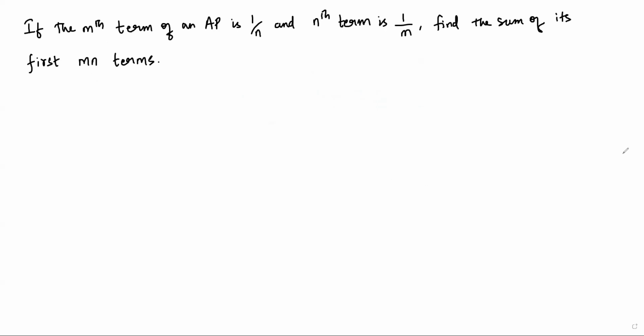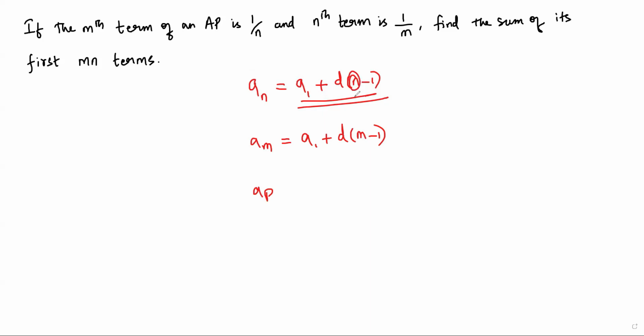But before that, we need to be aware of one more formula, the general term, or nth term, of an arithmetic progression. That is an equals a1 plus d times (n minus 1). So this is the formula we have for the nth term or the general term. If I want the formula for the mth term, I replace this n by m. Then it will be a1 plus d times (m minus 1). If I want the pth term, I replace n by p. Okay, so let's use this formula in our problem.